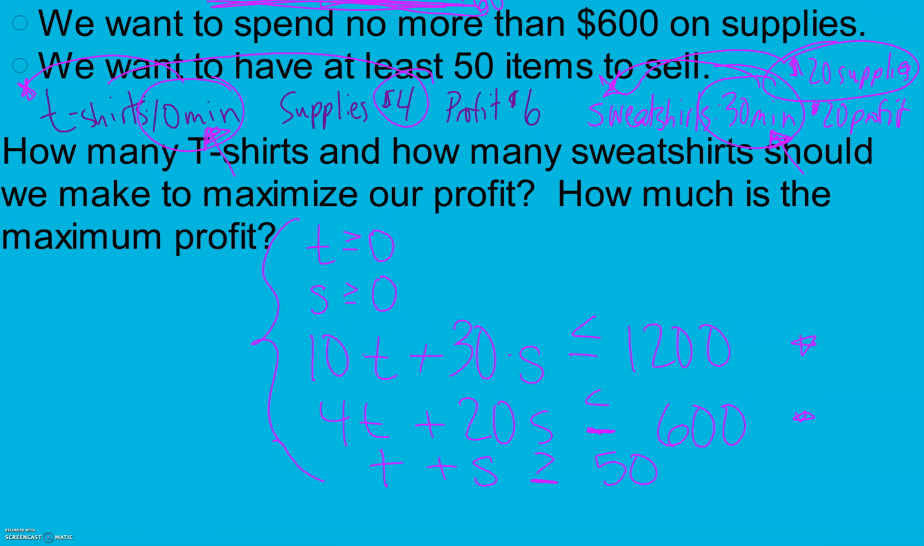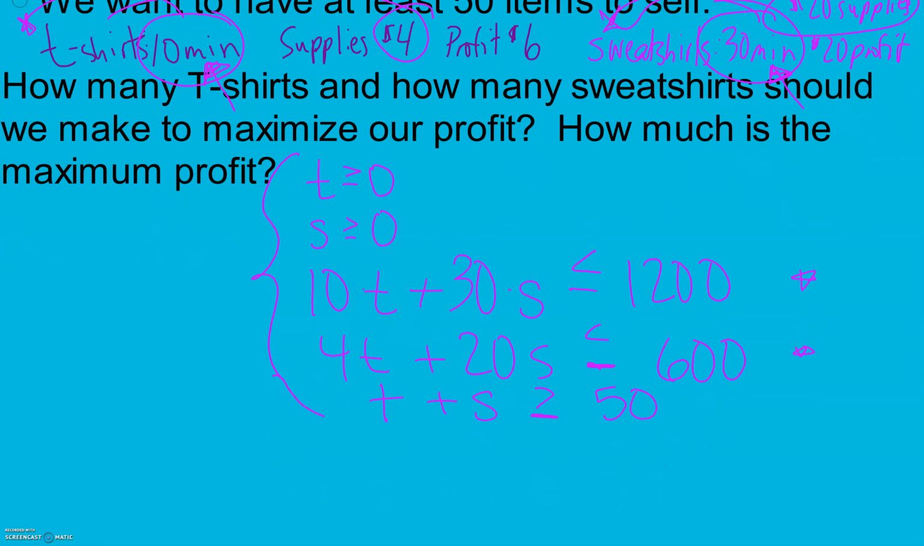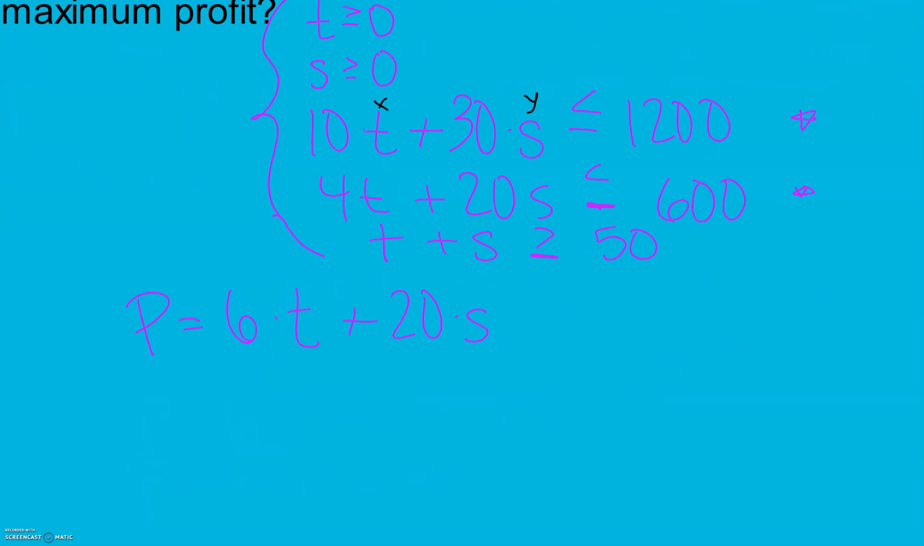Keep in mind that we're trying to maximize profit here. And our profit function, it says our profit for t-shirts is $6. So 6 times the number of t-shirts. And our profit for sweatshirts is $20. So 20 times the number of sweatshirts. Okay, I'm going to make t-shirts x while we graph, and sweatshirts y, just for simplicity when I go to Desmos here. And again, it's desmos.com/calculator, or you can use the app.